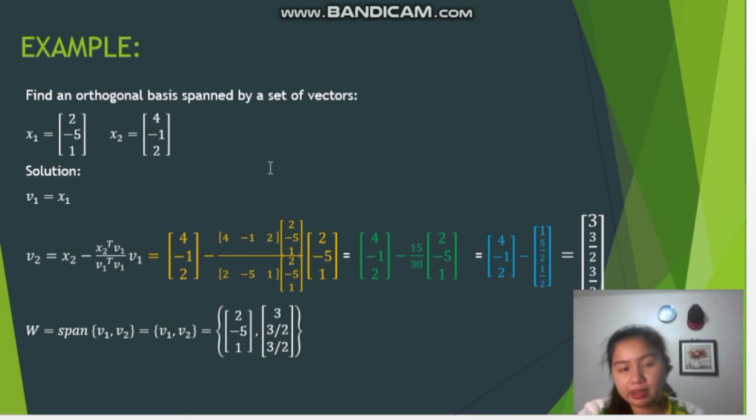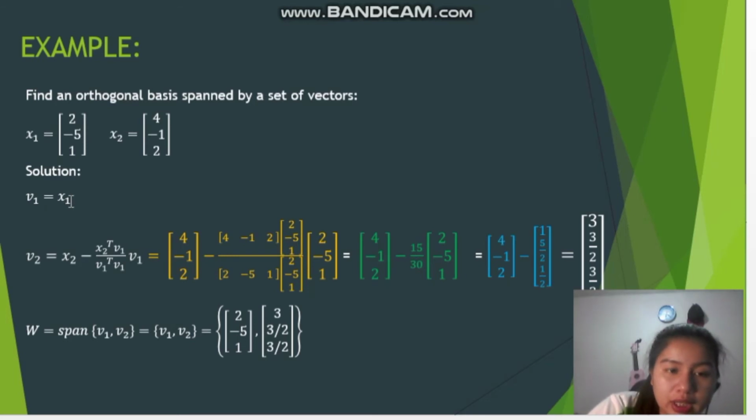So, first step kay Gram-Schmidt, equal natin si v sub 1 equals x sub 1. So, let x sub 1 is equal to v sub 1. And then also, v sub 2, para makukunin kasi natin dito yung v sub 1 and v sub 2. So, v sub 1 as is natin, equal natin siya as x sub 1. And then, the v sub 2 is ito yung formula na gagamitin natin based dun kay Gram-Schmidt process. So, x sub 2 minus x sub 2 transpose times v sub 1 over v sub 1 transpose times v sub 1 times v sub 1 equals, so, substitute lang natin.